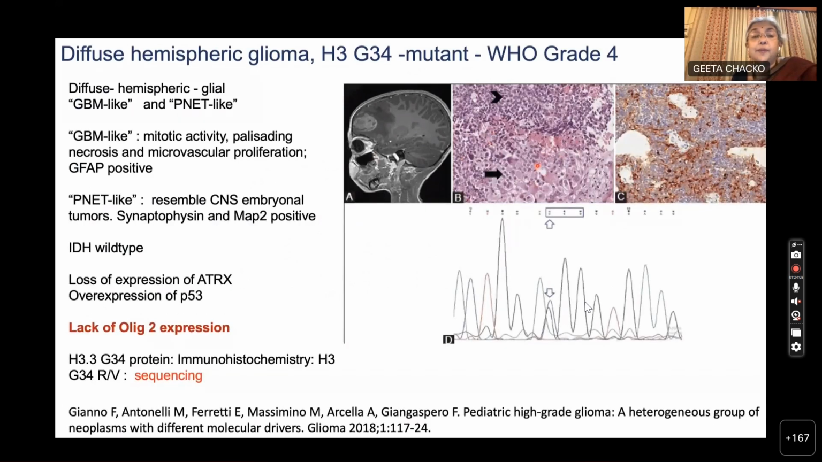You can see a GBM-like appearance, that means a high-grade, primitive appearance, with mitotic activity, proliferation, necrosis. You'll be thinking of a glioblastoma or a primitive neuroectodermal tumor, but these are IDH wild type tumors. They can show loss of expression of ATRX and overexpression of P53. But the one feature that they have, which Dr. Vani also mentioned, is the lack of OLIG2 expression.